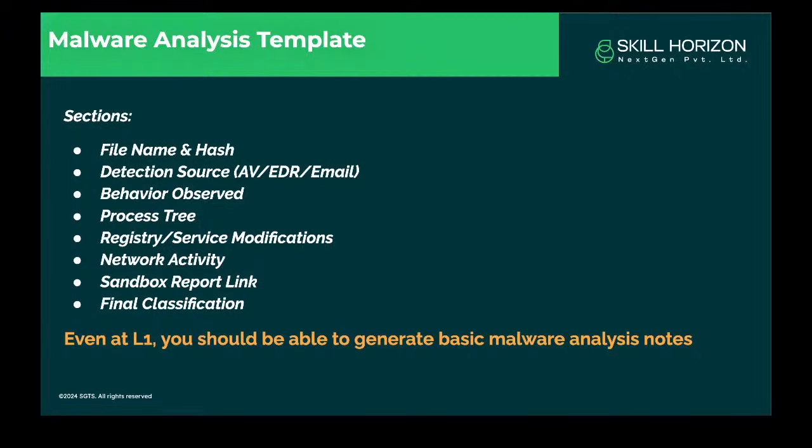So for malware alerts from your antivirus, from your firewall, from your EDR, you can use that template. In that template you can include the file name, the hashes, which hashes in particular you use, detection source, the behavior you observed, the process tree from Windows, registry and service modifications, if any changes you see in your OS, the network indicators, the activity, the sandbox report link, and the classifications. So even at L1, you should be able to generate a basic malware analysis report.